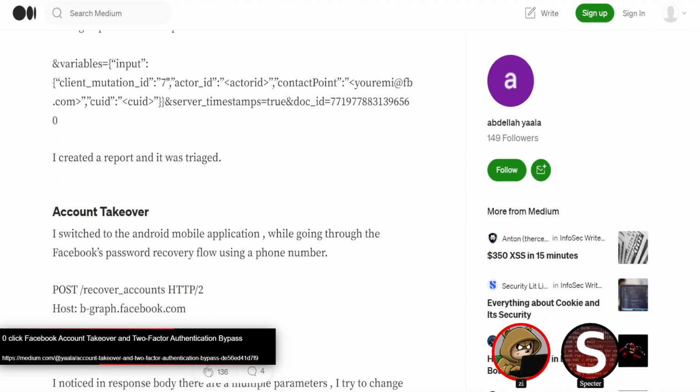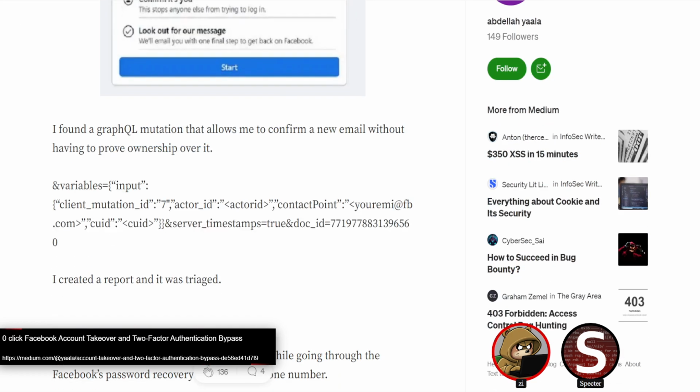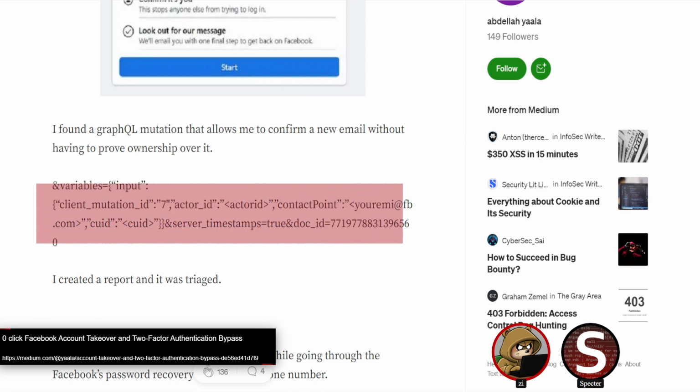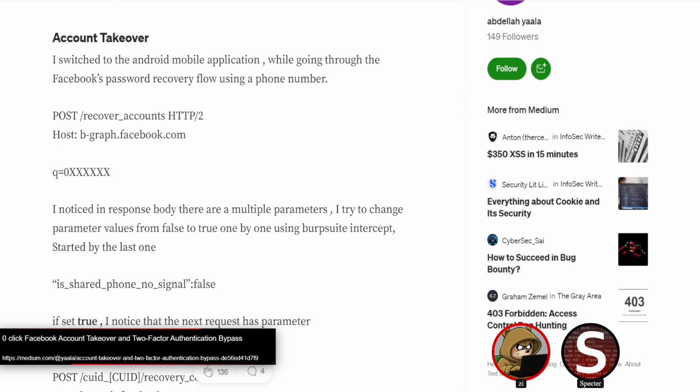So basically within that finding, first of all, the first issue they found is a GraphQL mutation that allows them to confirm an email without proving ownership. Effectively you just make the call with the right arguments and it validates it. You don't actually have to own the account, or do the right link or whatever. The account takeover seems a bit more interesting though.